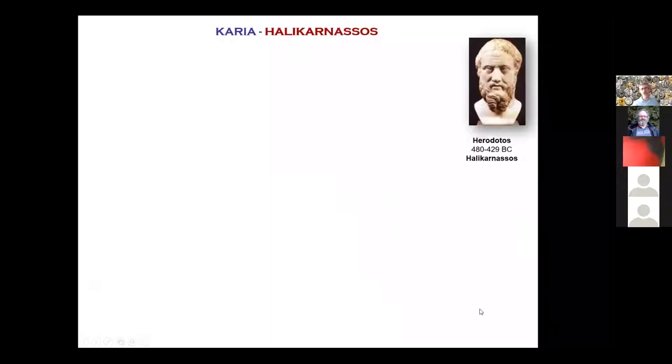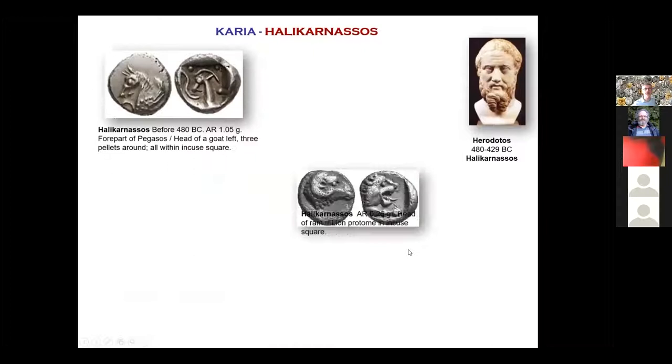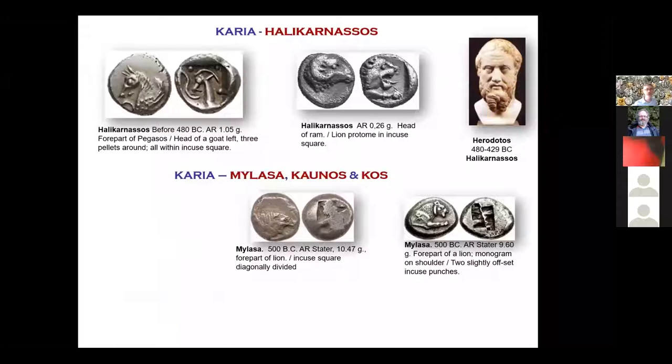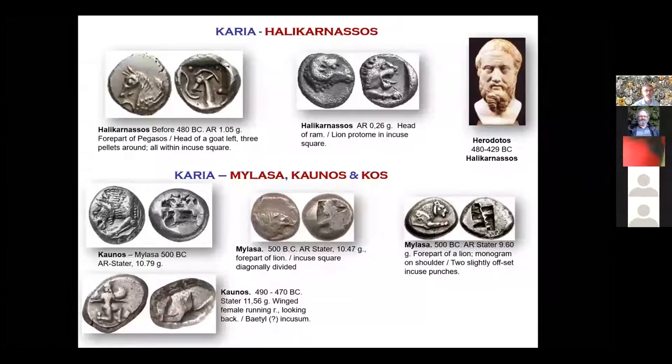Halicarnassus, the home of one of the seven wonders of the ancient world, was not very productive at the beginning, even though it was a very prosperous city, and the city of Herodotus. And you have Milas, Kaunos, and Kos in Caria. Again, Kos is a very small town, yet they had good doctors, and they became famous in ancient times.